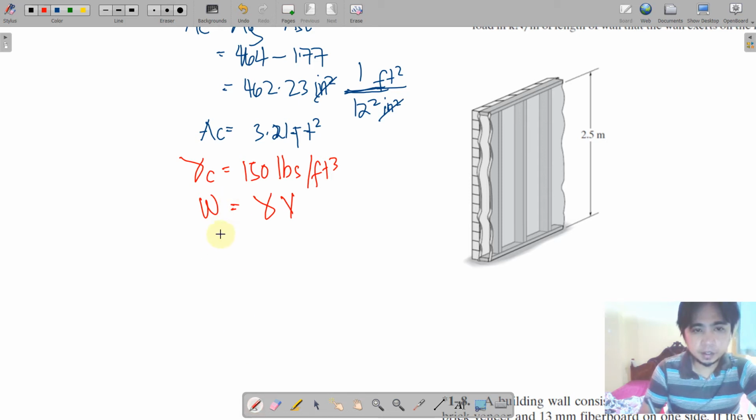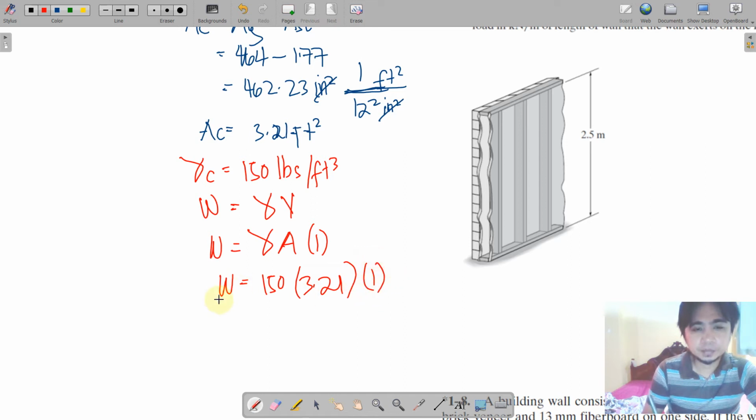And here, per foot length, W is equal to gamma times the area times the length. Okay, 1 foot. So we have here now 150 times 3.21, first times 1, then we will be having 481.49 pounds.